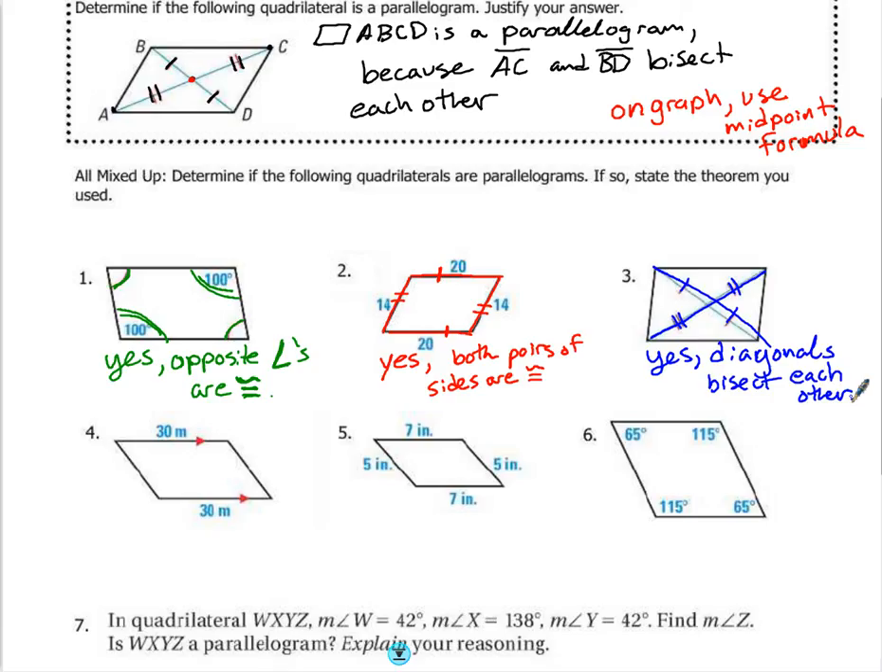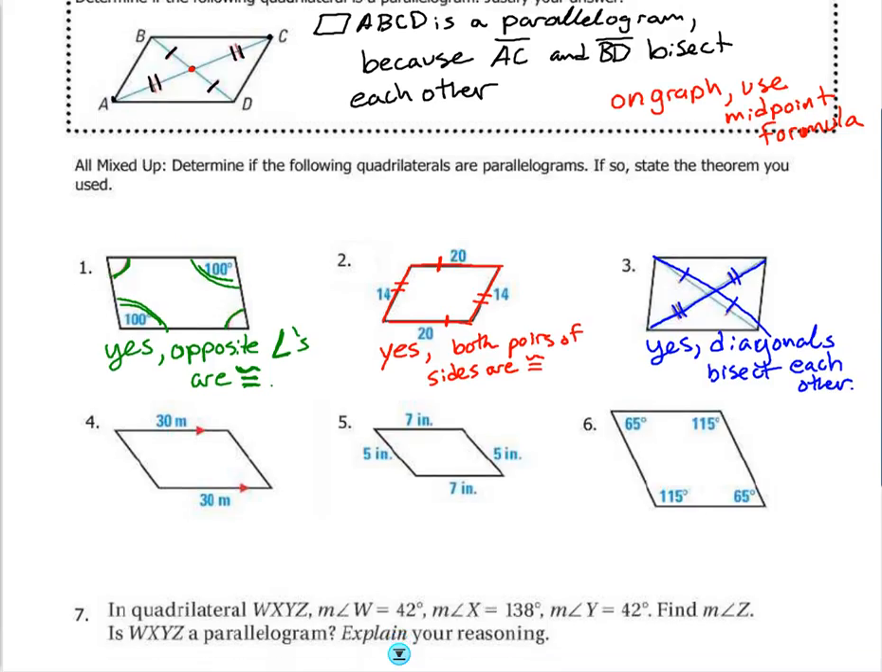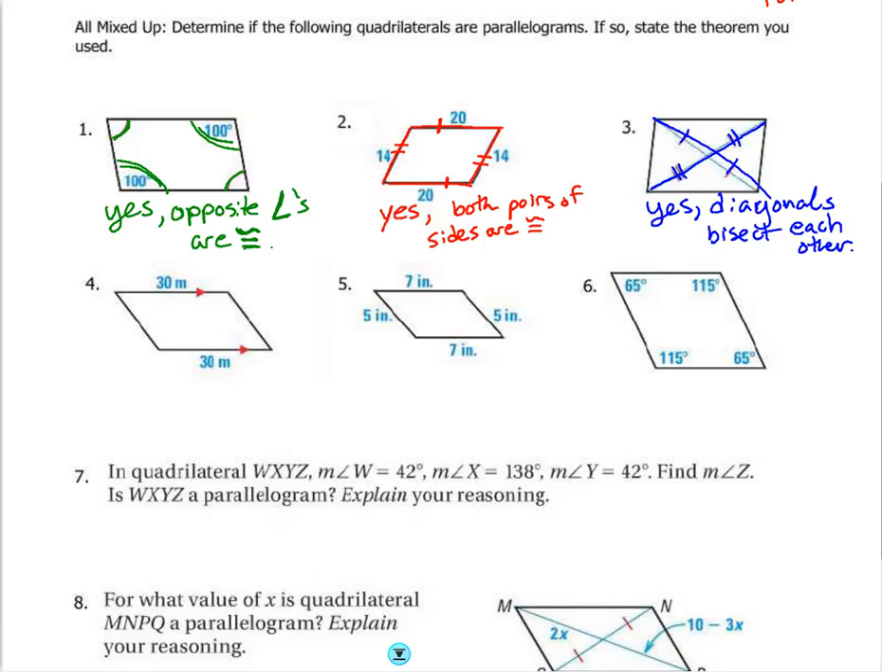Looking at number 4 now, they tell me something about this segment and this segment: both those pieces are parallel to each other. They also tell me that they're both 30 meters long. So since that one pair of opposite sides is parallel and congruent, I can say yes, this quadrilateral is a parallelogram. And the reason is because one pair of opposite sides are congruent and parallel.